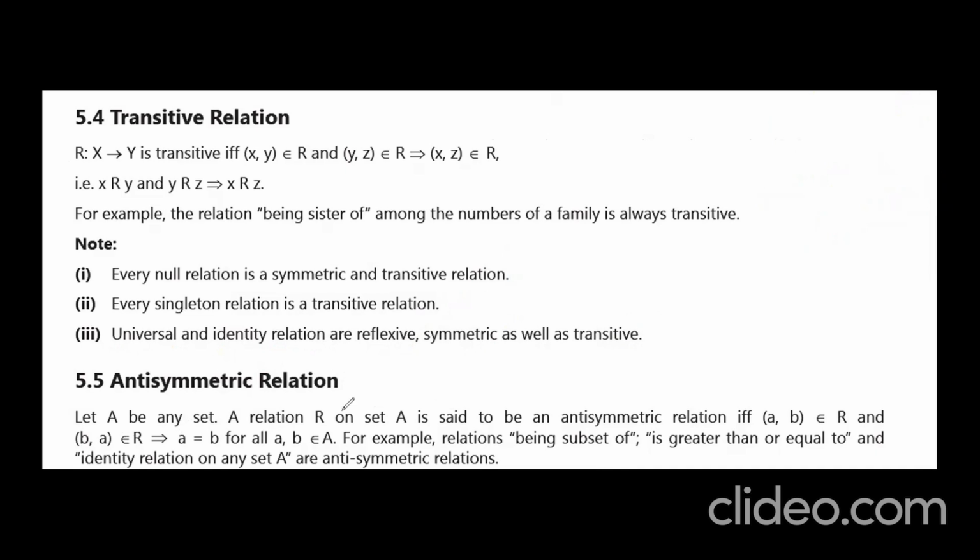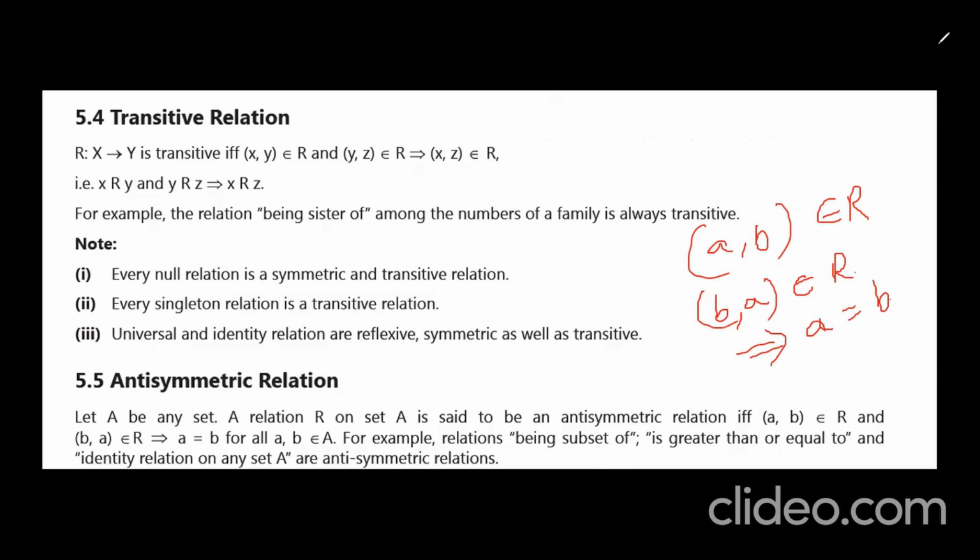Next, anti-symmetric relation. Let A be any set. A relation R on set A is said to be anti-symmetric if (A, B) belongs to R and (B, A) also belongs to R, which implies A is equal to B.